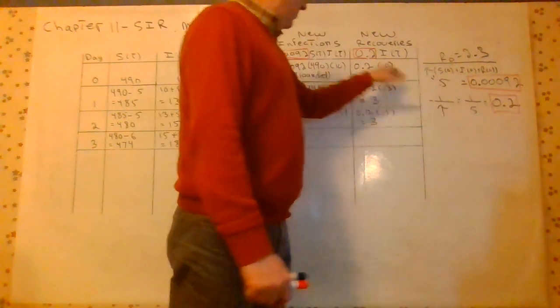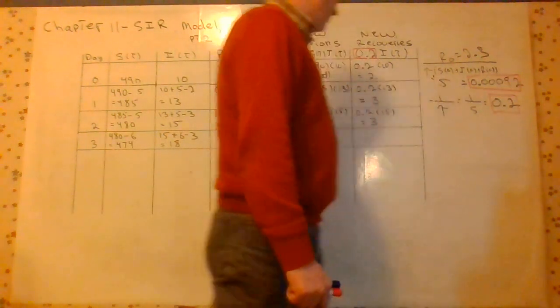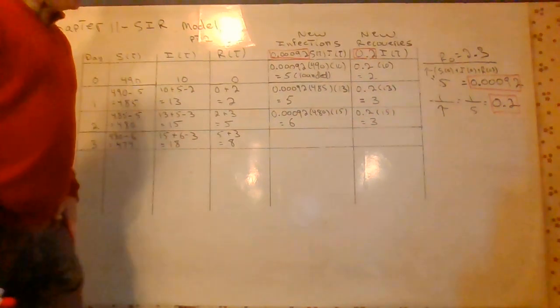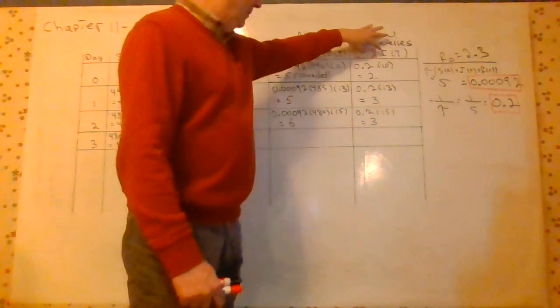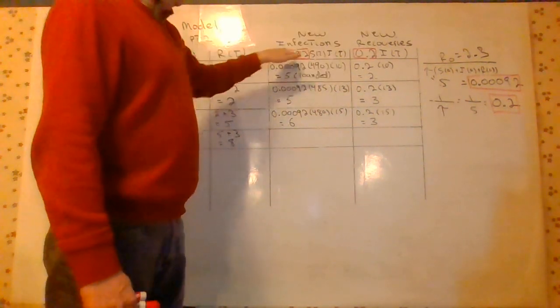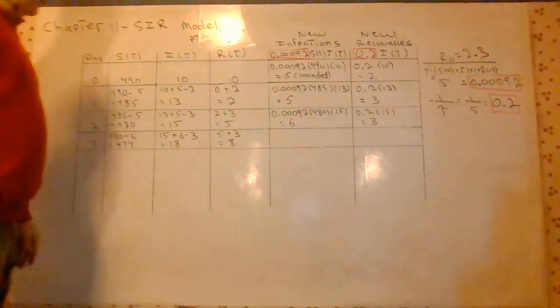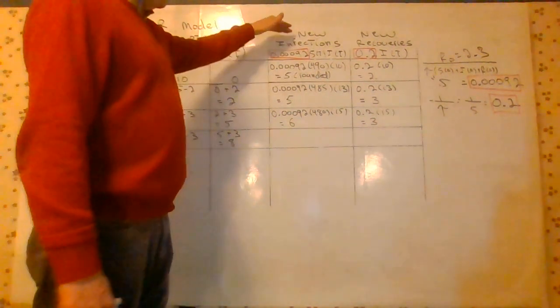Now 1 over tau went right here for new recoveries. 1 over 5 is 0.2. So I just built these constants into the table. You could put the formula up here if you wanted, but as we follow through the model, it's constant. It does not change.